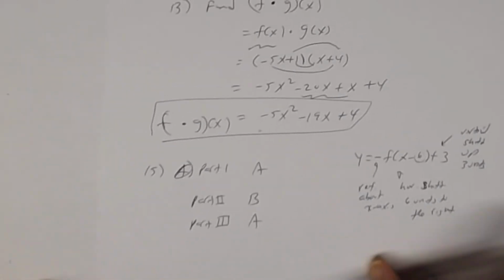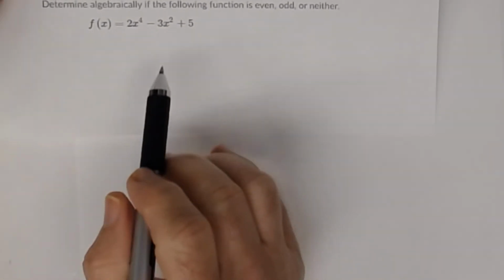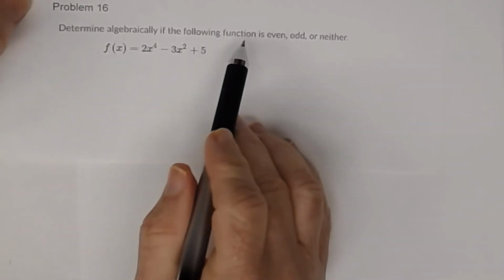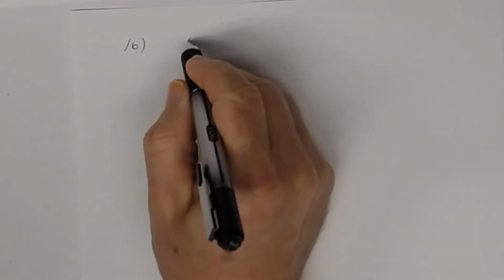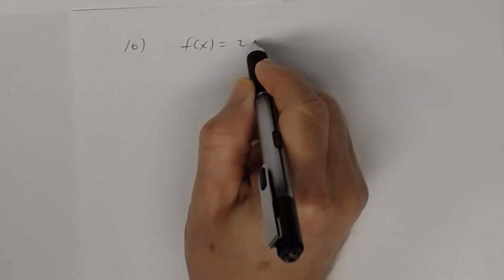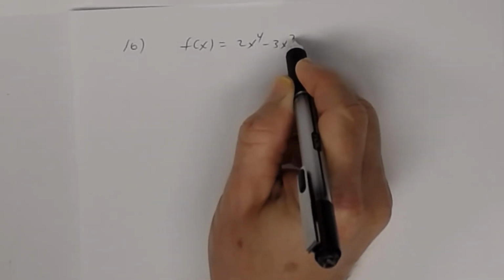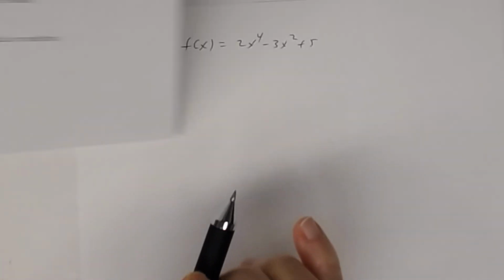Okay, now 16, so let's look at 16. So 16, you were given this function right here, and you want to determine if it's even, odd, or neither. All right, so here's f of x. So 2x to the 4th minus 3x squared plus 5. Now, it did say to determine algebraically, so you had to show the work.